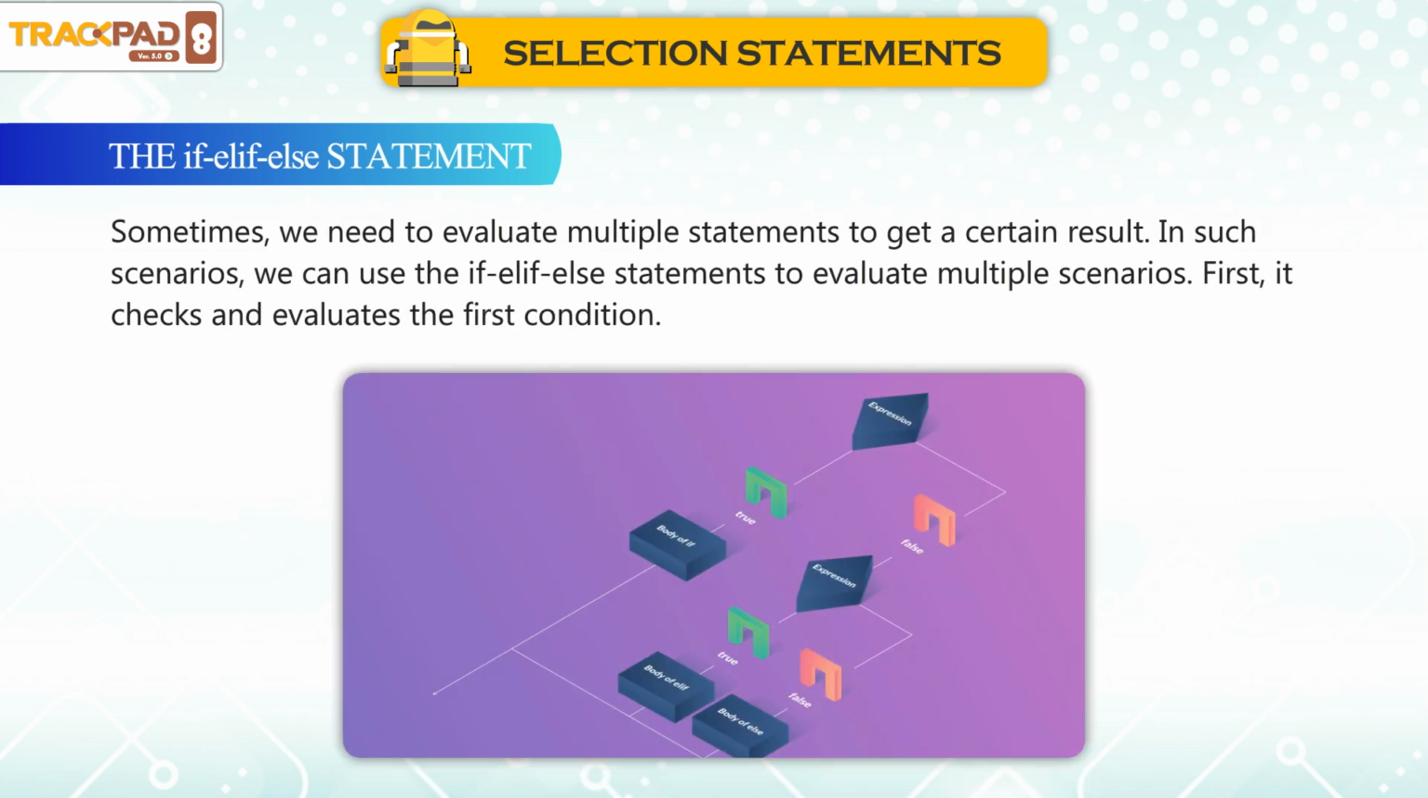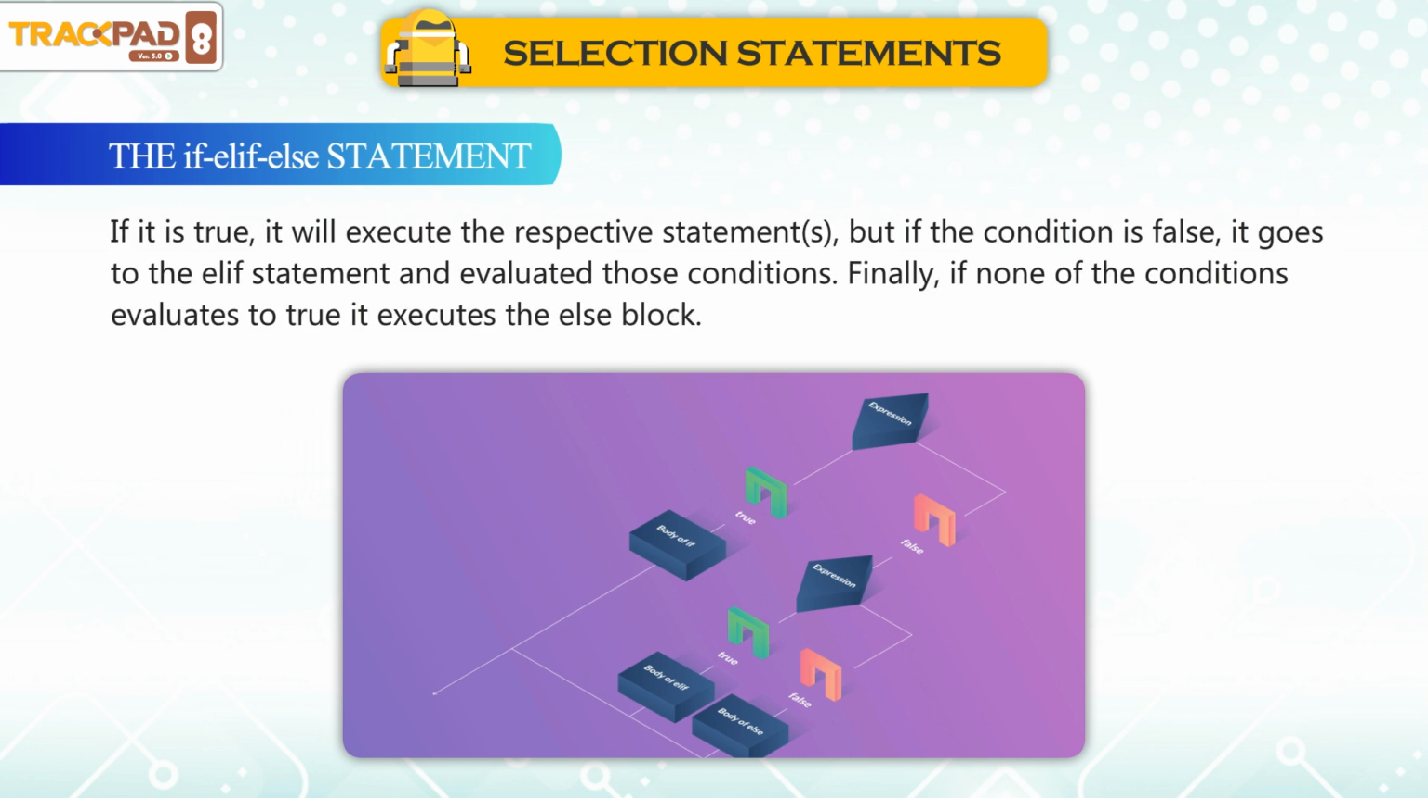The if, elif, else statement. Sometimes we need to evaluate multiple statements to get a certain result. In such scenarios, we can use the if, elif, else statements to evaluate multiple scenarios. First, it checks and evaluates the first condition. If it is true, it will execute the respective statements. But if the condition is false, it goes to the elif statement and evaluates those conditions. Finally, if none of the conditions evaluates to true, it executes the else block.